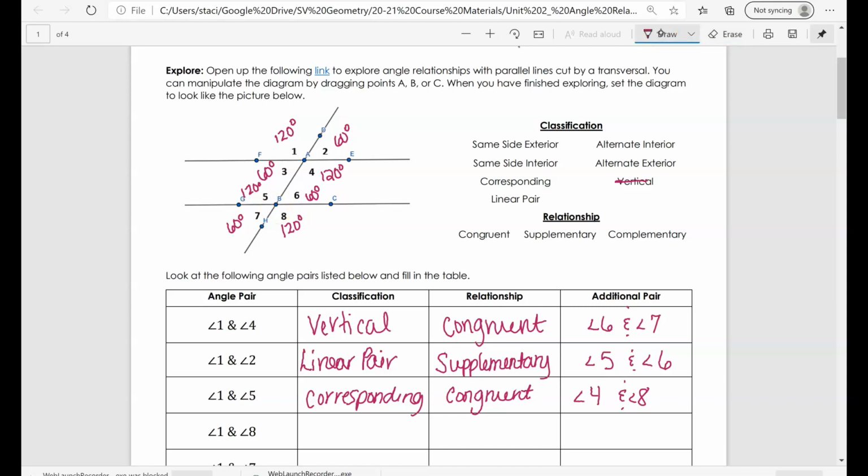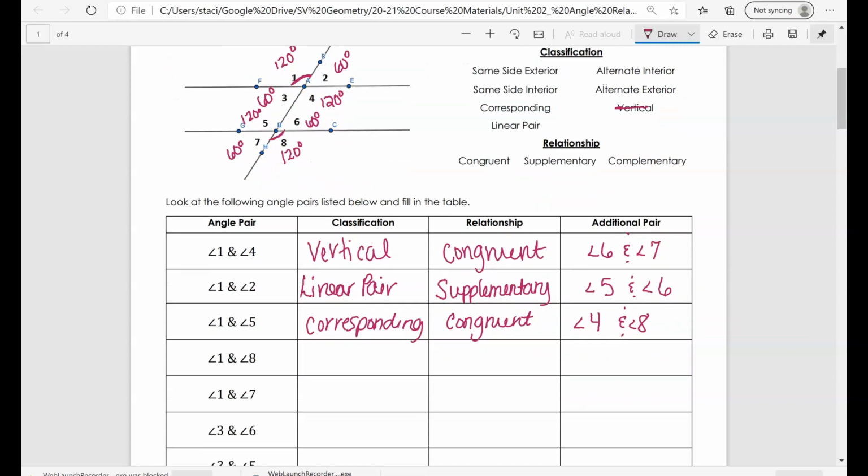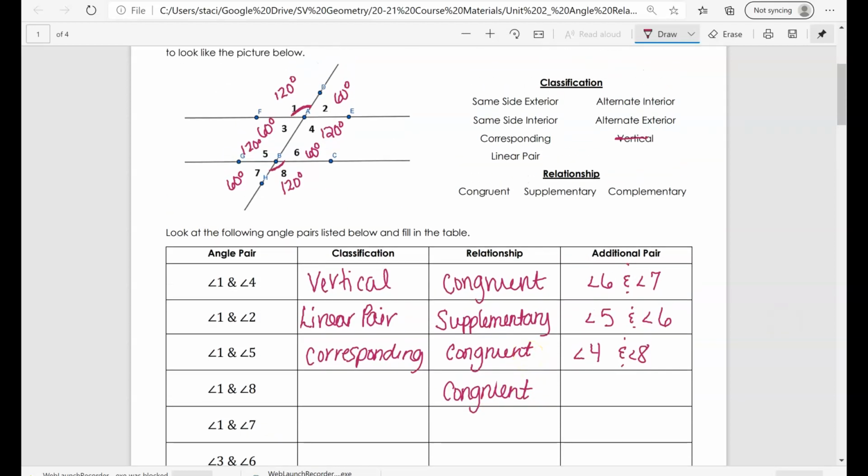Our next angle pair tells us to look at angles 1 and angle 8. And you'll notice angles 1 and 8, they're both 120 degrees, and so we know that they are congruent. Now let's look at their location. So angle 1 and 8, they're located outside of the parallel lines. Okay, so they're on the outside.